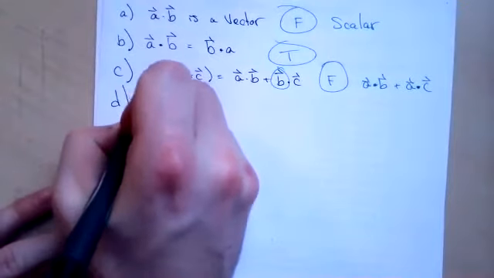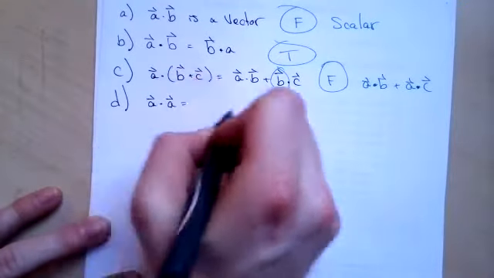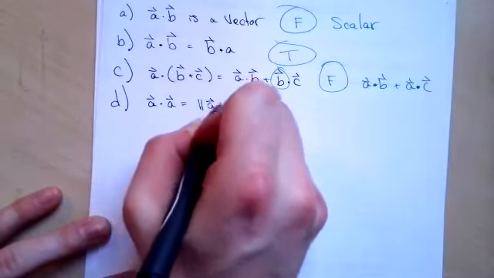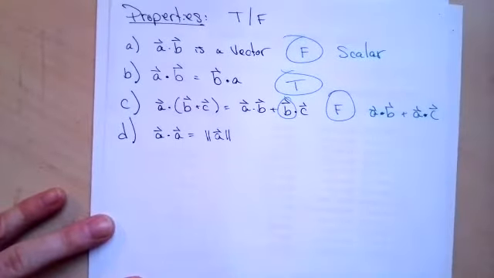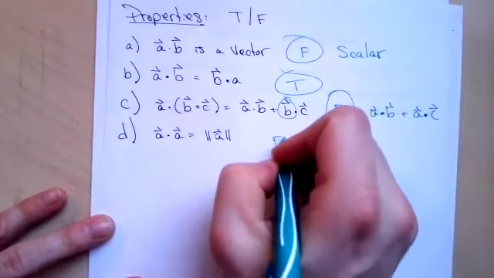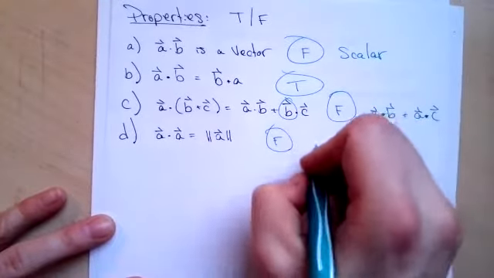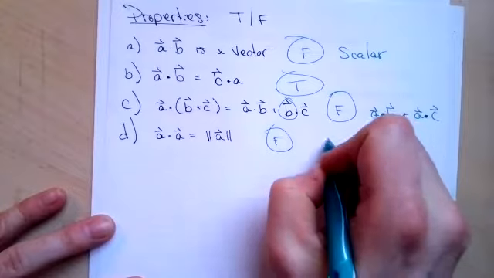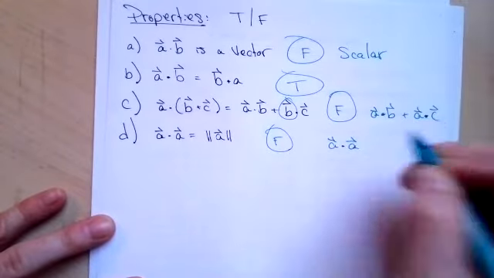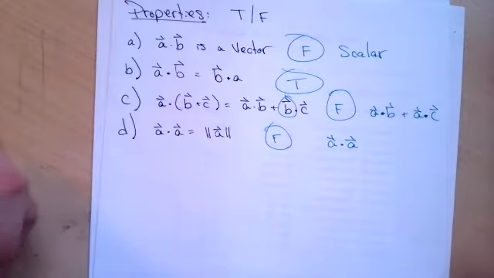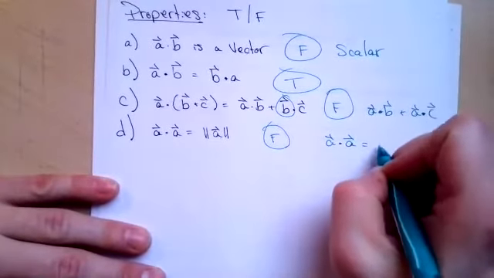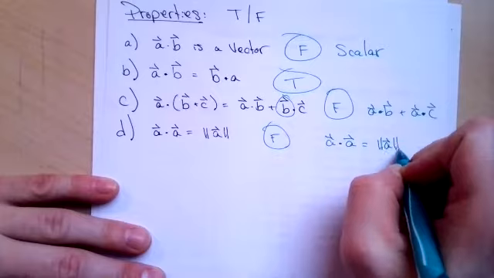D says a dot a is the norm of a. This one is also false, but it is close. How do we modify it? A dot a from our geometric definition should be norm of a times the norm of a times cosine of theta. Well, the angle theta that a vector makes with itself is 0, and cosine of theta is just 1. So a dot a is going to give the norm of a vector squared.